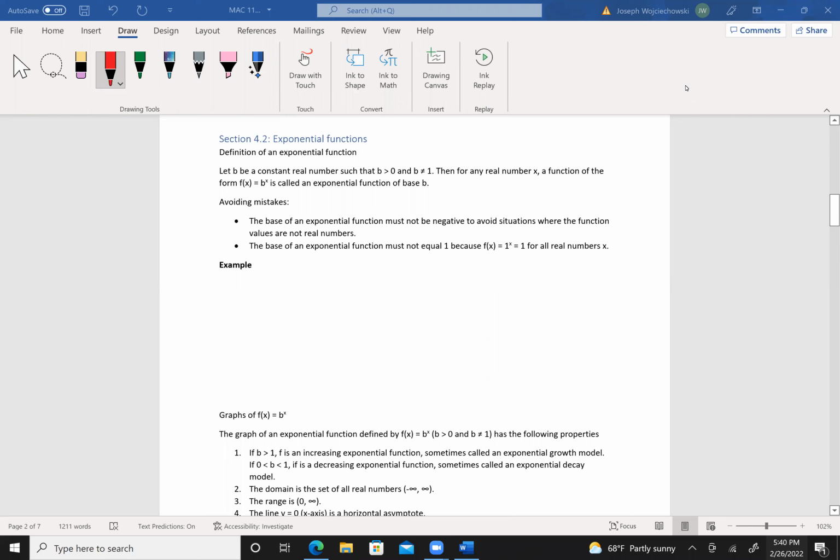Now, some common mistakes with this. The base of an exponential function must not be negative, so avoid situations where function values are not real. And the base of an exponential function must not be equal to 1 because f of x equals 1 to the x is equal to 1 for all real numbers x.